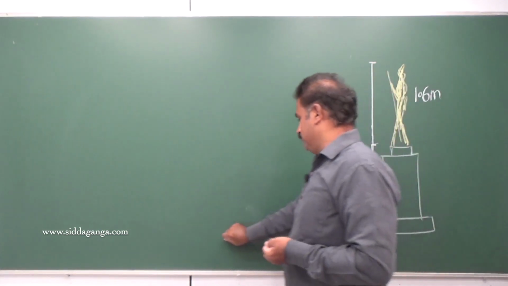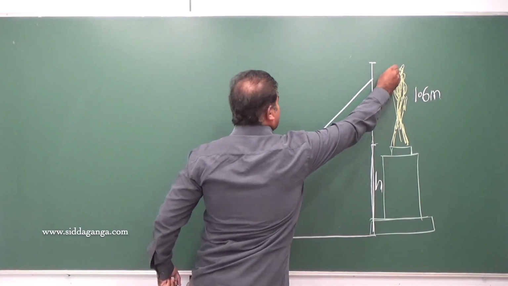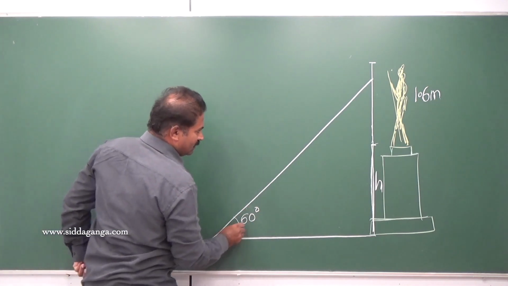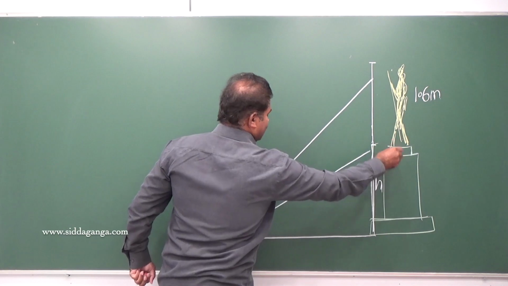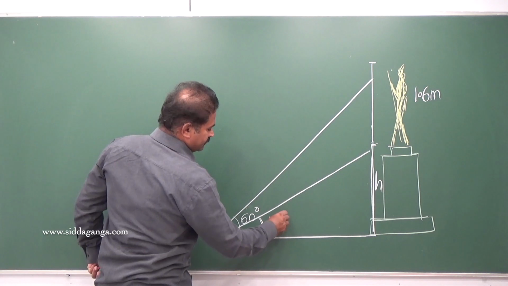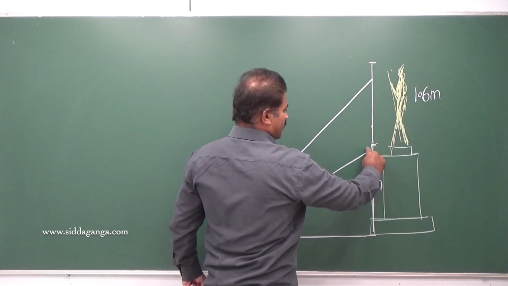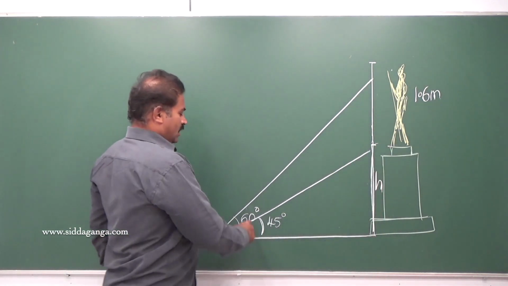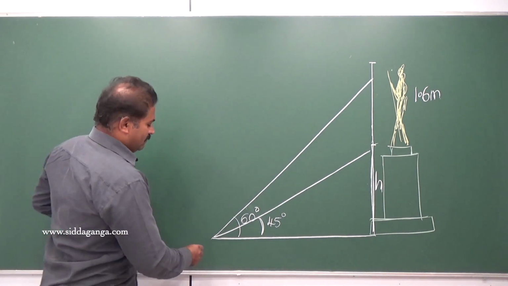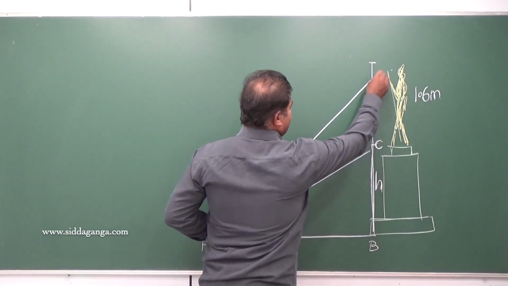And from the ground, from some point, one can look at the tip of the statue with an angle of elevation 60 degree, and at the same time he can look at the top level of the pedestal with an angle of 45 degree. Now what measurements do you have? You have 1.6 meter of statue and the height of the pedestal, which is taken as h, and you have two angles. So now we'll proceed. We'll mark this as A, B, C and D.